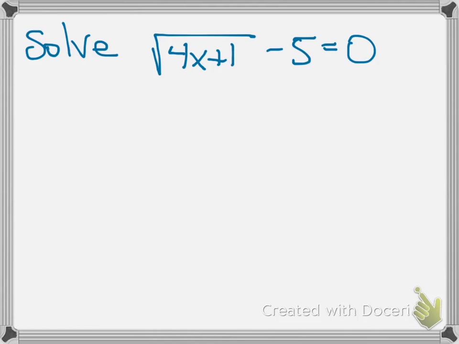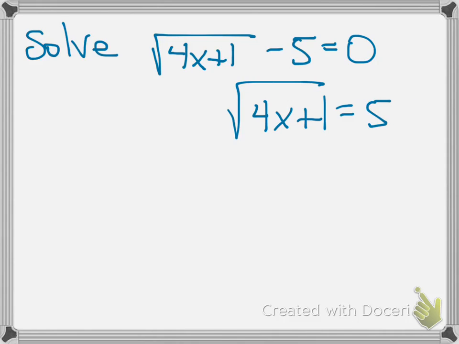And depending on the situation you're dealing with, your technique is going to change a little bit. So in a situation like this, where we only have one radical expression in our equation, in order to solve it, what we want to do first is isolate that radical expression on one side of the equation. So here, what we need to do to begin with is just to add 5 to both sides of our equation, so that we get the equivalent equation, the square root of 4x plus 1 is equal to 5.